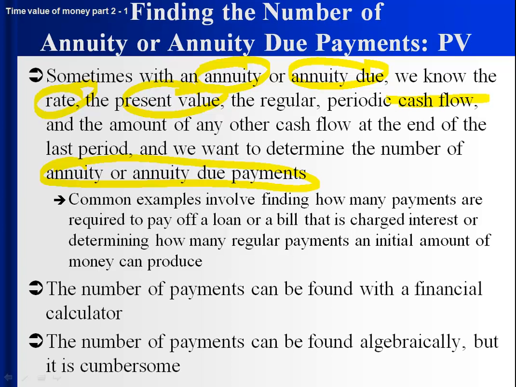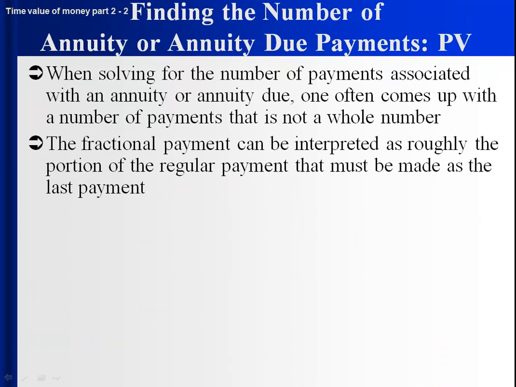And we're going to focus on using the financial calculator to do that work for us. But you can do it algebraically as well, much more cumbersome. Before getting into that, a lot of times when we solve these problems, you come up with a number of payments that's not a whole number, like 1.59, 11.20, 22.4, and you come up with a fractional payment. And so it's helpful to think about how we can interpret it. Think of it as roughly the portion of a regular payment that must be made as the last payment.